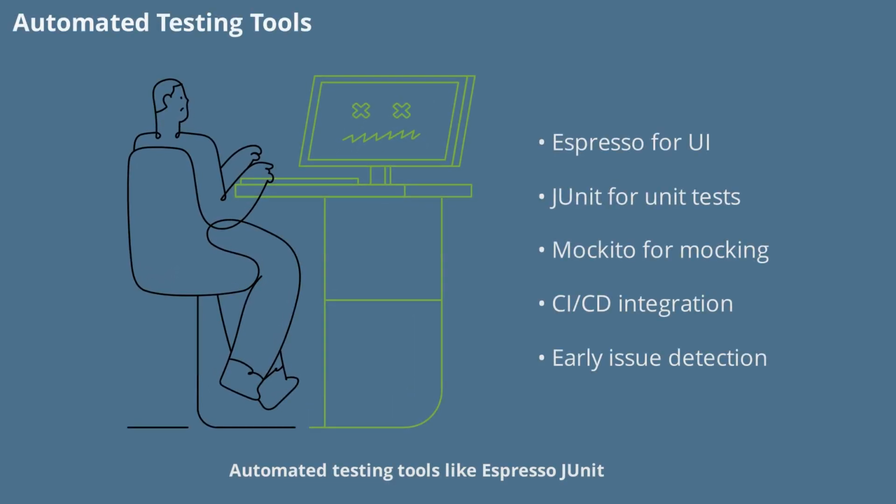Automated testing tools like Espresso, JUnit, and Mockito are essential for ensuring app reliability. Espresso is used for UI testing, JUnit for unit tests, and Mockito for mocking dependencies. Integrating these tools into your CI/CD pipeline helps catch issues early and maintain high-quality code. Discussing your experience with automated testing tools shows your dedication to robust development practices.